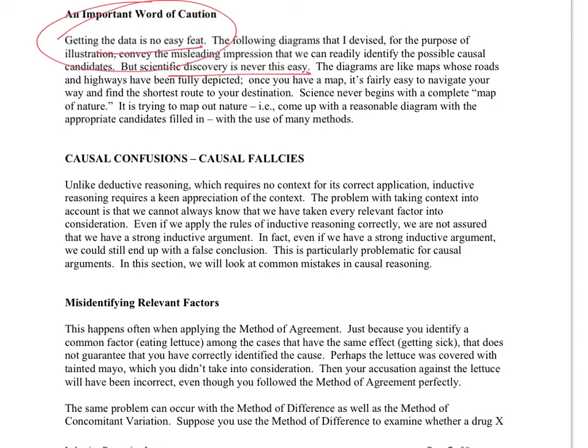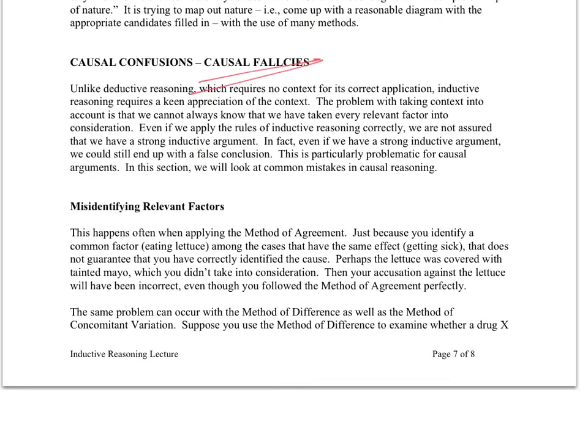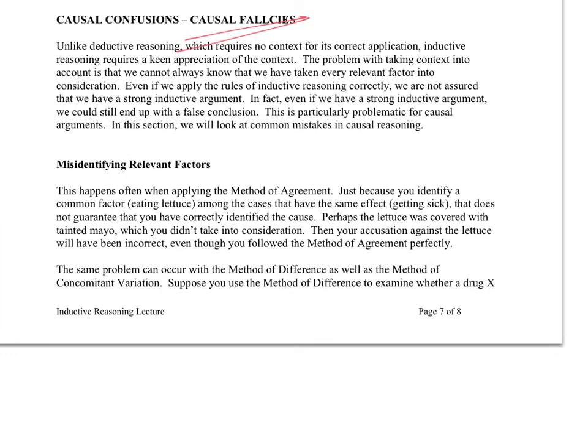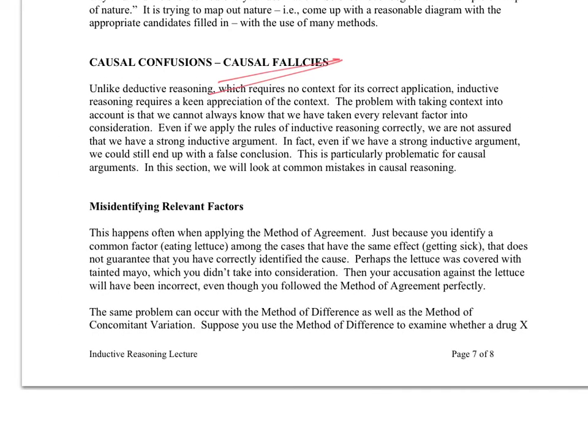And to continue along that vein, I want to cover some fallacies that can easily be committed without your intending to or without your knowing that you are committing these fallacies. Here is a list of some of the fallacies that you need to be aware of. So one of them is what's called misidentifying the relevant causal factors.